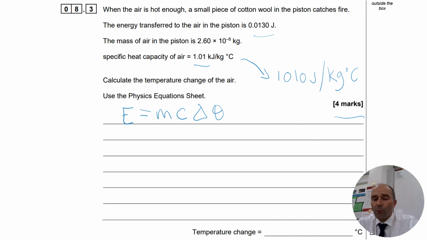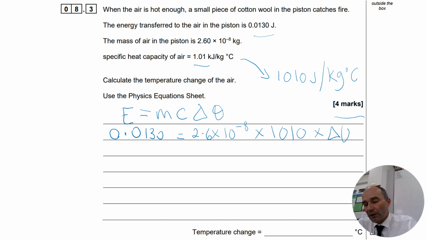We now need to substitute in the numbers that we've got. We've got the energy, 0.013, equals the mass. Now the mass is a tiny number, so it's 2.6 times 10 to the minus 8. And then that's multiplied by the specific heat capacity, which we've now established is 1010, and it's a change in temperature that we need to find, so the delta theta. We don't just need to do some number crunching, so we've got another mark for substituting in the numbers correctly.